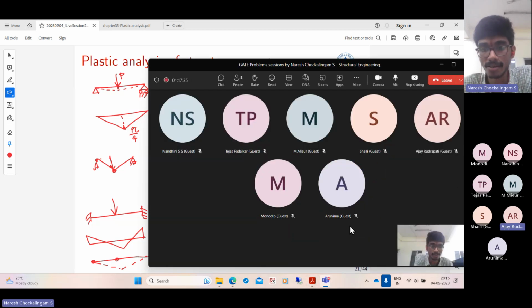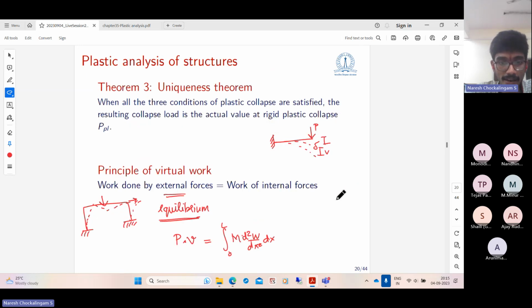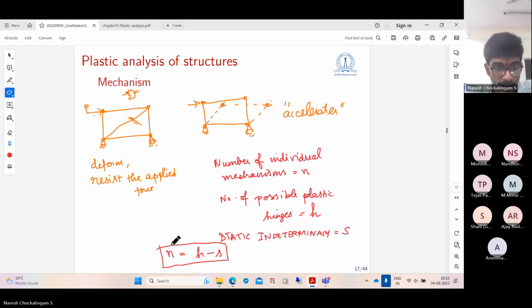Sir, how can the number of mechanisms and the number of plastic hinges be determined? Okay. The number of mechanisms usually comes with practice. Since we don't know that at first, we have this formula. When we are just starting to learn, we don't know how to determine the number of mechanisms, right?